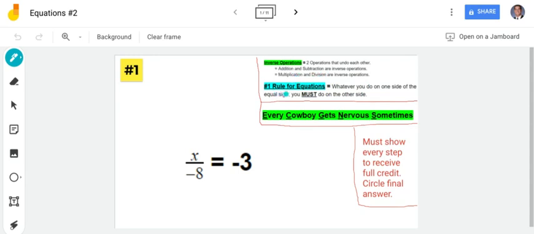The number one rule for equations is this: whatever you do to one side of the equal sign, you must also do the same thing to the other side. So you always do the same thing to both sides of the equation.